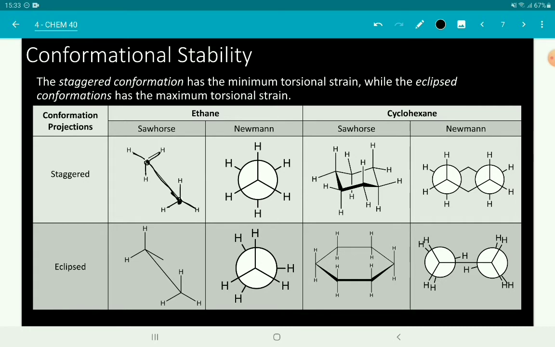Kapag naman Newman projection, all you need to do is to put one carbon on top of the other. Tapos ipo-project mo siya such that this carbon here is the front carbon, at yung malaking bilog na ito, yan yung carbon sa likod. Ito yung carbon sa harap. So, makikita ninyo, yung carbon sa harap, nakataas yung H niya. Tapos, ito yung dalawa. Yung carbon sa likod, ito yung tatlo niyang hydrogen. So, 1, 2, 3. 1, 2, 3.